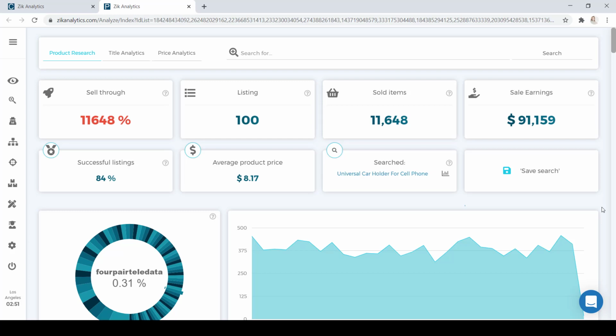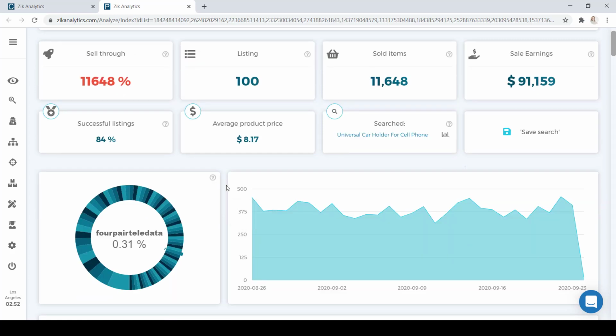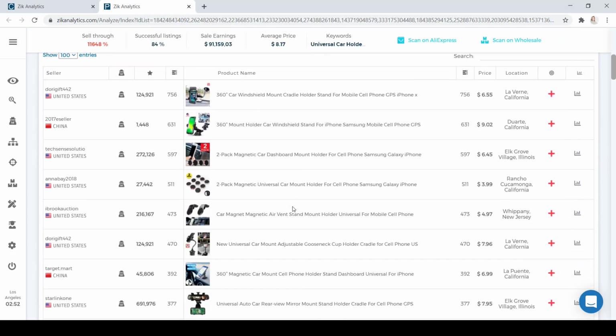niche research. So using the keywords from our last lesson, which is the universal car holder for cell phones, you can see that the stats are really good for this niche. So let's go ahead and scroll down to the product list. It's very important at this stage that you have a mindset of a detective. You need to look for clues as well as important information, and then take all of that and analyze it, and then make your decisions based on that.